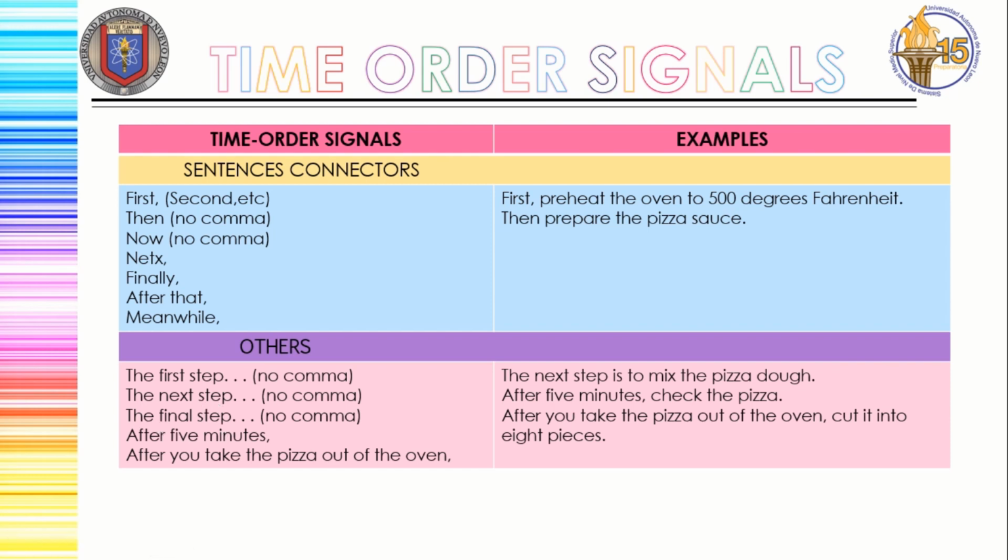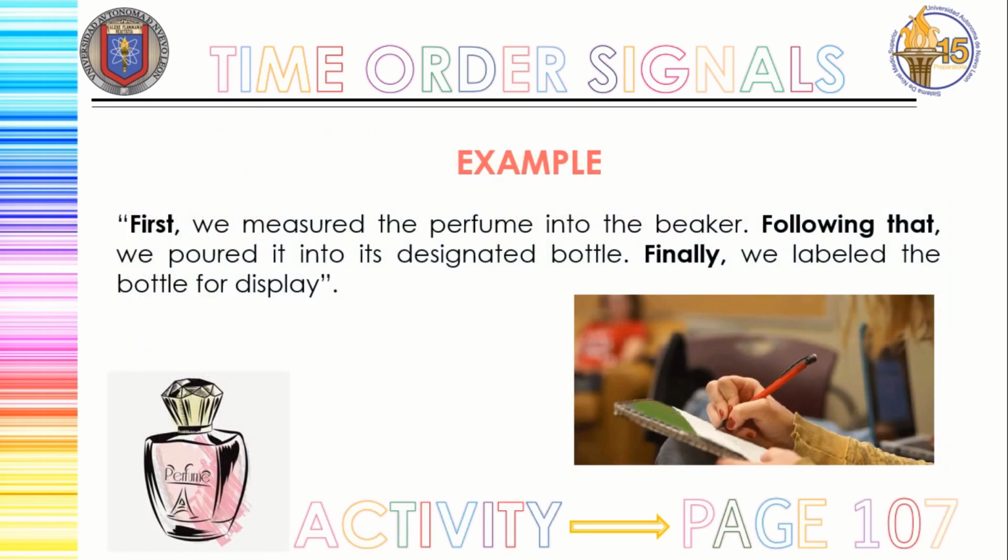Okay? So here we have an example of how to do something using the sentence connectors. So in this part we have first, following that, and finally. So time order signals establish clarity in our writing and take readers on a clear and cohesive journey. So these words work in academic writing, fiction writing, professional writing, and technical writing. Okay? To practice what I recently explained, you need to answer the activity on page 107 of your book.